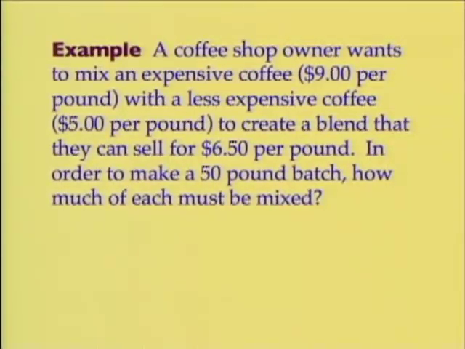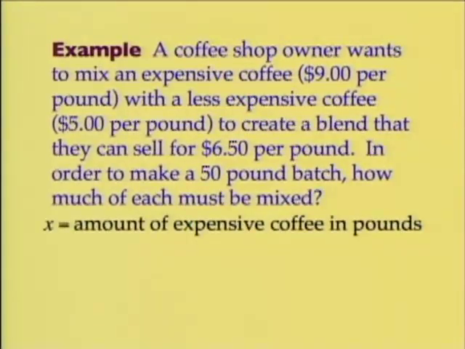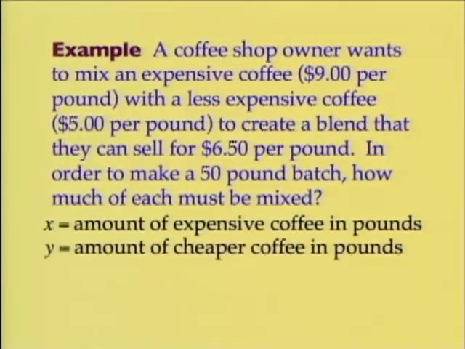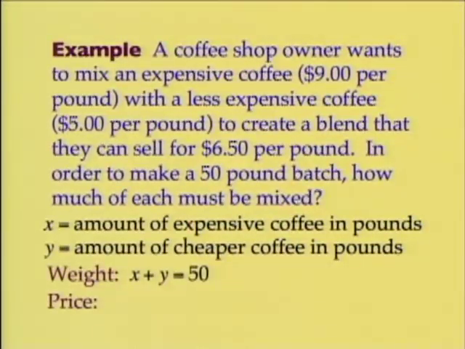So there are two things that I need to figure out. How much of the expensive coffee, and I'll call that X. How much of the cheaper coffee, and I'll call that Y. And there's enough information here for me to solve for the two conditions. I worry about the weight. The sum of the two weights needs to be 50 pounds, so X plus Y is 50. The price, well, if I take $9 per pound on the one and $5 per pound on the other, I'd like to make that same amount of money by just simply charging $6.50 for each of the 50 pounds of the mixed variety.